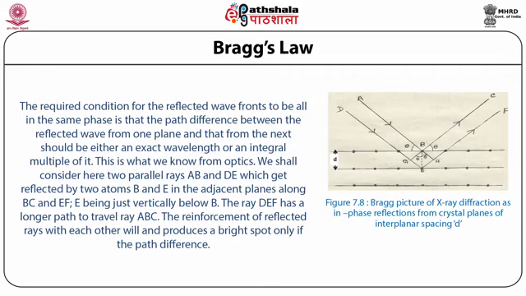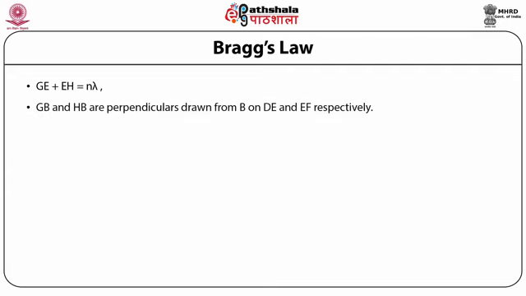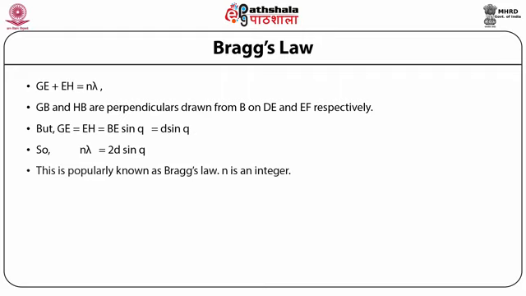The reinforcement of reflected rays with each other will produce a brighter spot only if the path difference GE plus EH is equal to n lambda. GB and HB are perpendiculars drawn from B on DE and EF respectively. But GE is equal to EH is equal to BE sin theta, which is equal to d sin theta. So n lambda is equal to 2d sin theta. This is popularly known as Bragg's law.